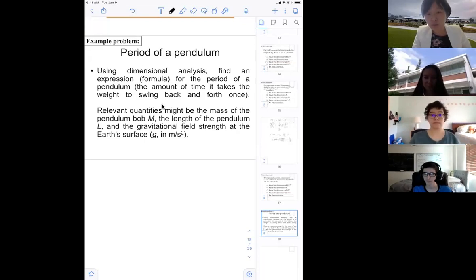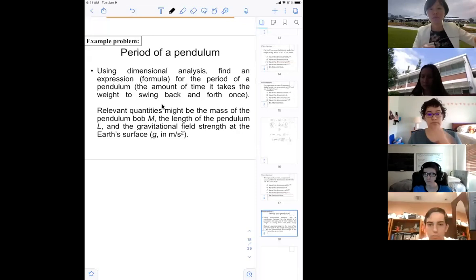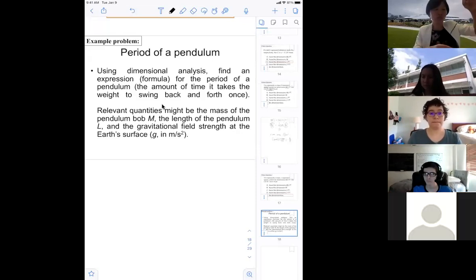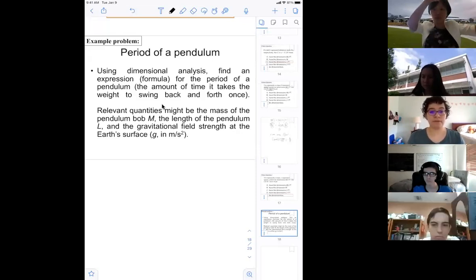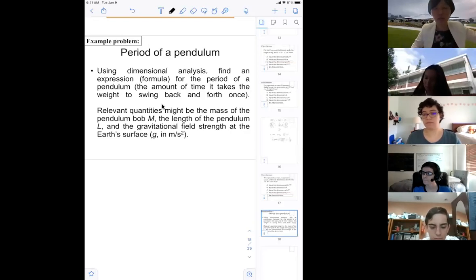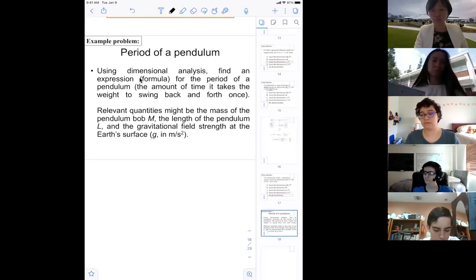So going back to this problem, the period of a pendulum. You all know what a pendulum is, right? You have a string with an object attached to it, and this object simply goes back and forth, back and forth, back and forth. So that is a pendulum. If I want to know the period, that is the time it takes to go from the highest point to the highest point on the other side and come back to the highest point, that is one complete cycle, and the time it takes is called the period.